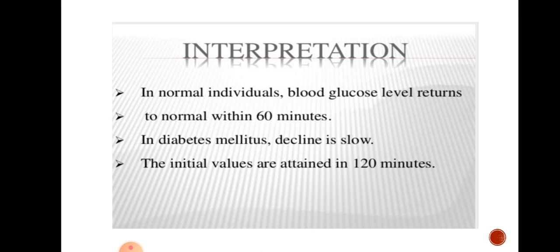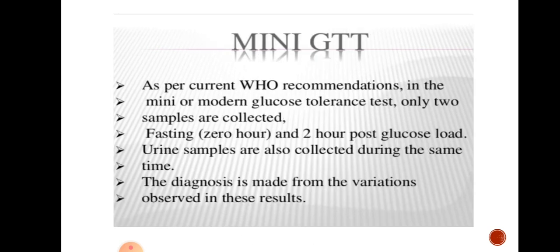Interpretations. In a normal individual, the blood glucose level returns to normal within 60 minutes. In diabetes mellitus, the decline is slow and the initial values are attained in 120 minutes. So it becomes normal after 120 minutes.